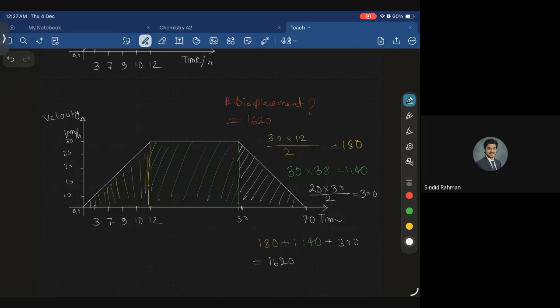Now we'll be packing up with an exam style question. Let me switch the screen for you. Can you see?